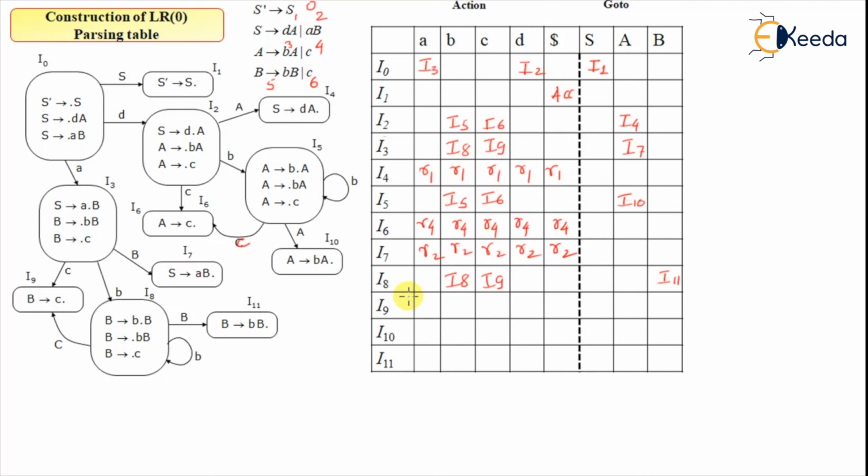I9 is B derived C dot, which is numbered 6, so R6 everywhere. I10 is BA dot, which is R3, so R3 everywhere. And finally I11 is BB dot, which is R5, so we'll put R5 everywhere in that row.